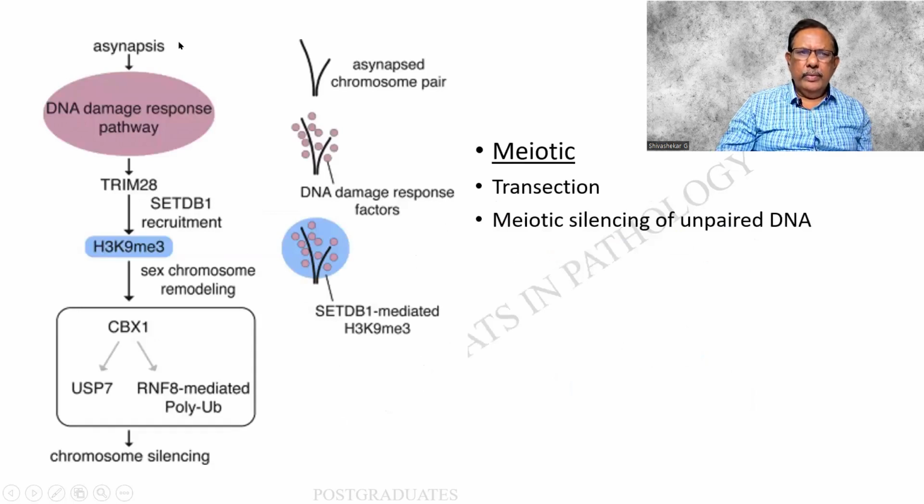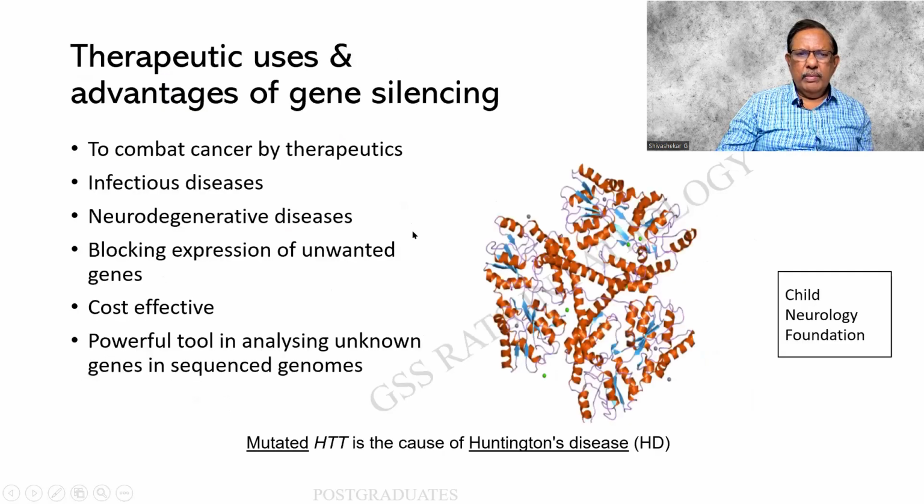Meiotic is another one. Synapsis, and this is the one. Sex chromosome remodeling is there, and finally there is a chromosome silencing that can occur. And this can be because of a synapsed chromosome pair. There is a DNA damage that is occurring, and it is being mediated by this particular substance. This is called meiotic, the third one. So three types you people will have to remember.